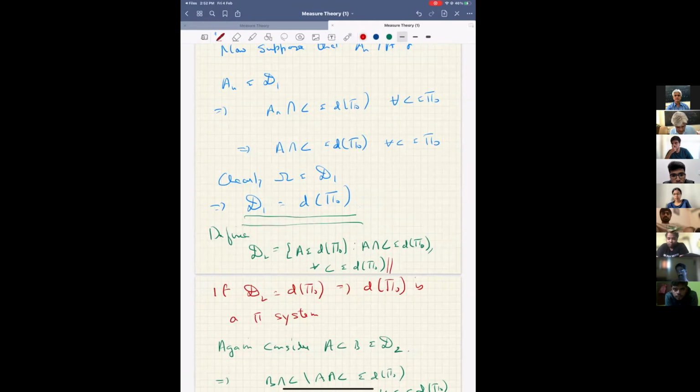So now if we can show that D2, by the same logic, is also equal to D of pi 0, we've shown that D of pi 0 is a pi system. Right? Because all the elements in D of pi 0 intersected with all the elements in D of pi 0 are in D of pi 0. So that's how it becomes a pi system.